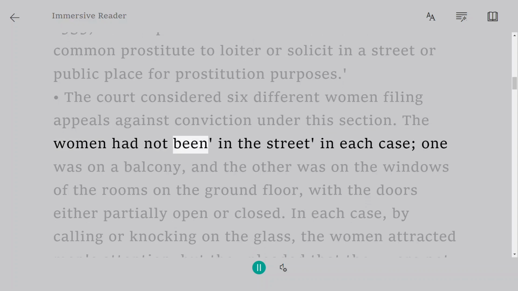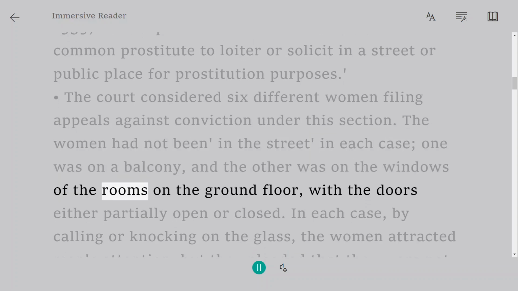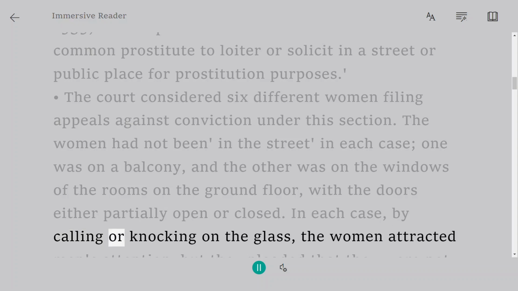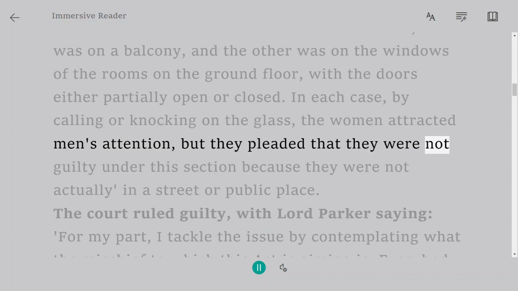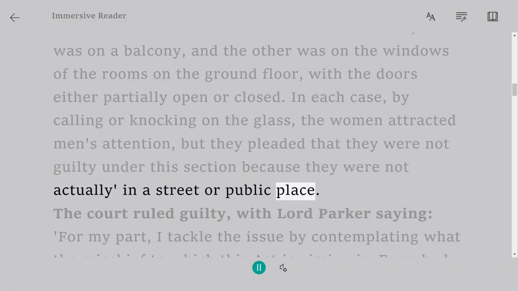The women had not been in the street in each case. One was on a balcony, and the others were at the windows of rooms on the ground floor, with the doors either partially open or closed. In each case, by calling or knocking on the glass, the women attracted men's attention, but they pleaded that they were not guilty under this section because they were not actually in a street or public place.